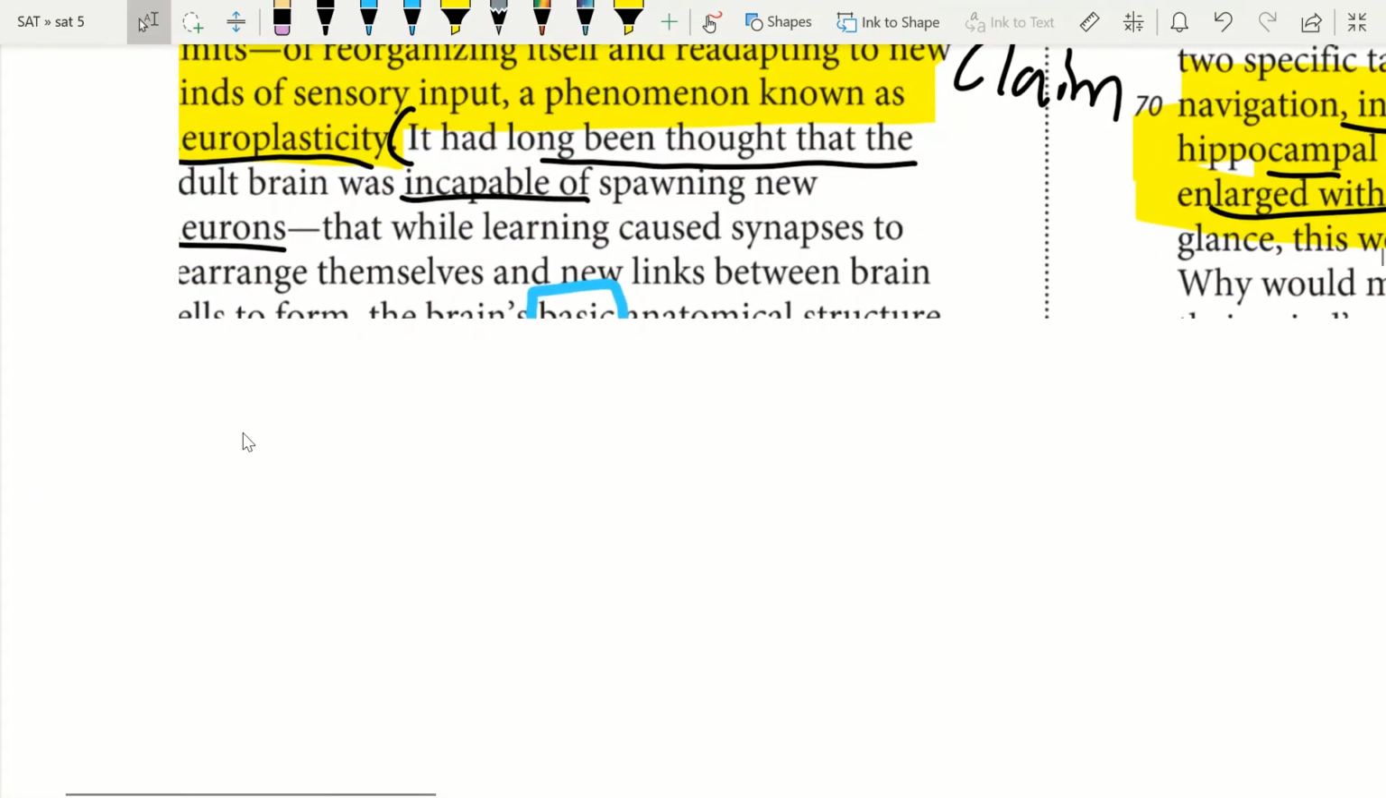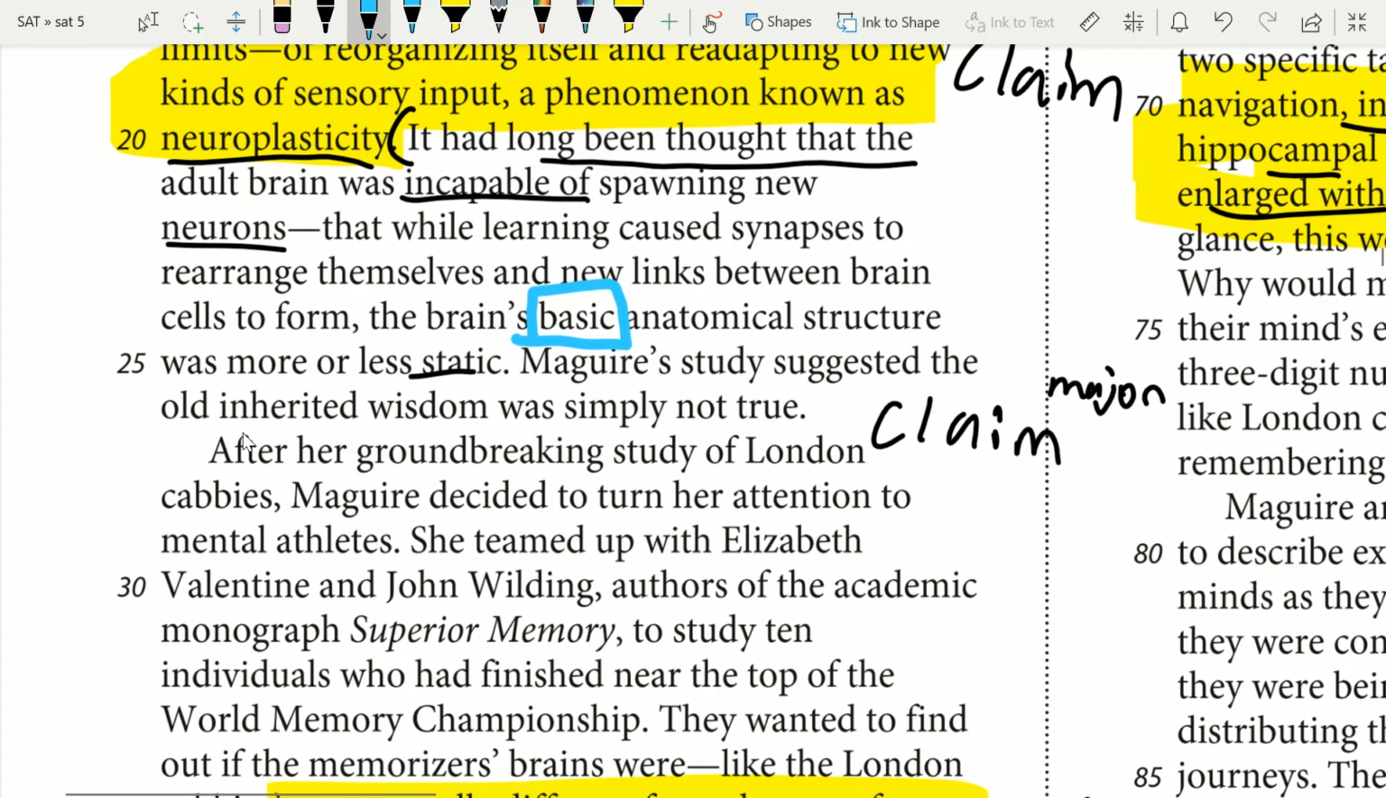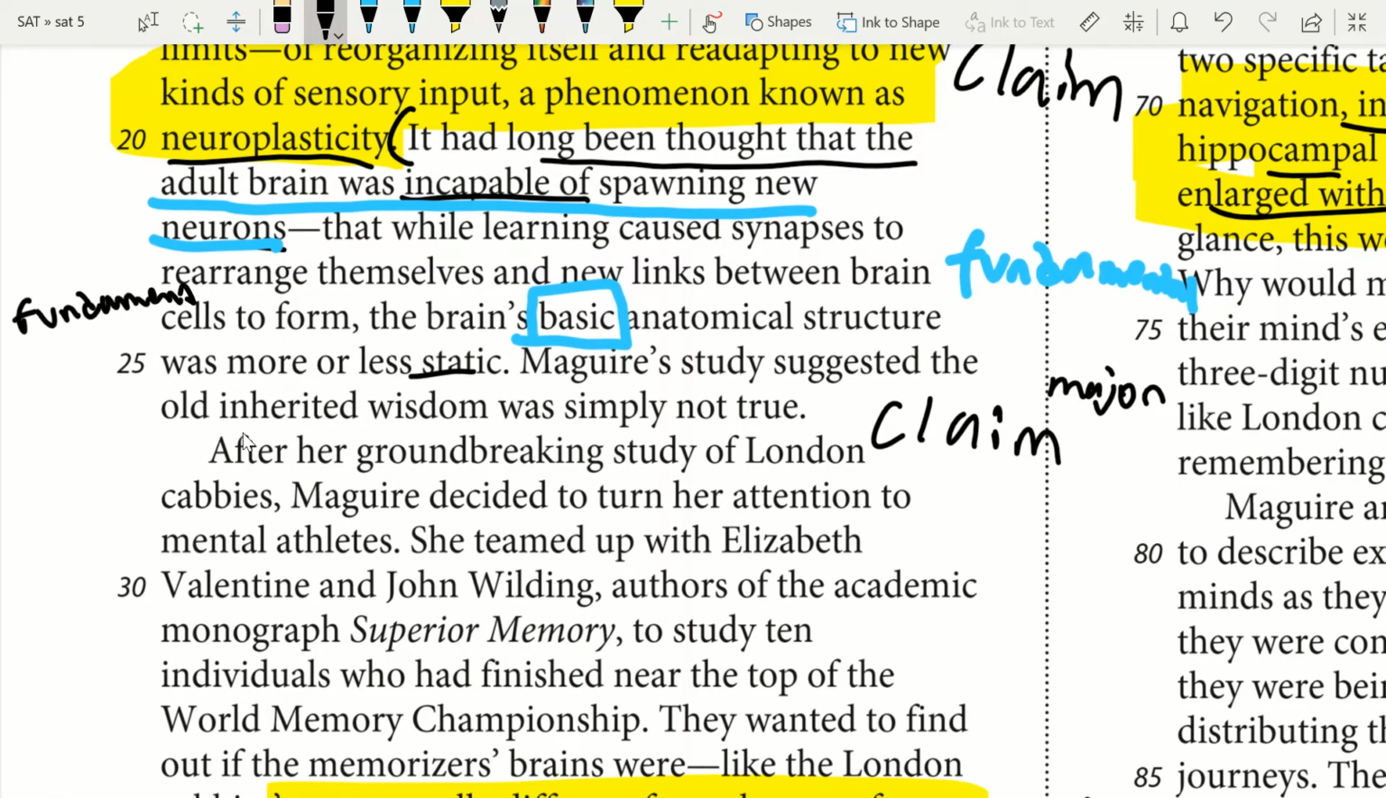Okay, so while learning causes synapses to rearrange themselves and new links between brain cells to form, the brain's basic anatomical structure was more or less static. Well, we're talking about this in the context of the adult brain being incapable of spawning new neurons. Okay, so what we're really talking about here is the brain's fundamental structure, or the structure that it takes on from birth, right? That fundamental structure, and you're not going to be able to read that because my handwriting's too bad and this is too big of a pen to do it in. So I can switch over to my other. But we know that that's going to be fundamental, right? That basic anatomical structure is referring to the structure of that brain from birth, okay? So that's its fundamental structure. Its structure before it gets these alterations from driving around in a cab.